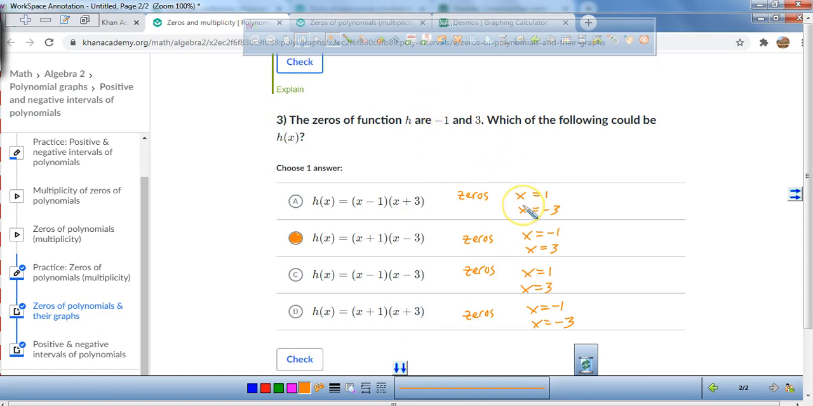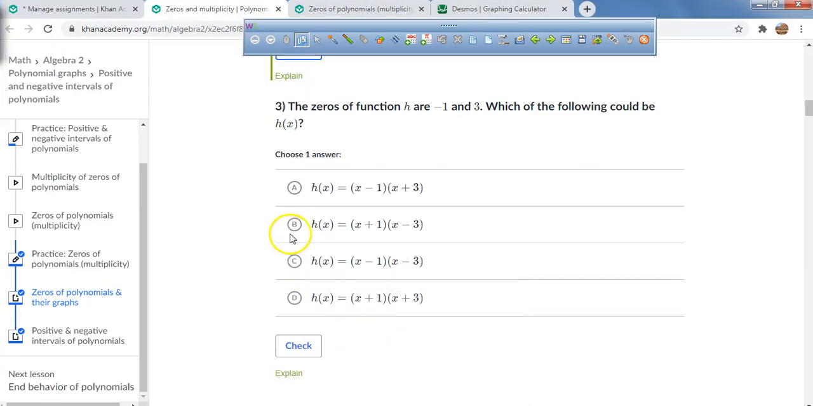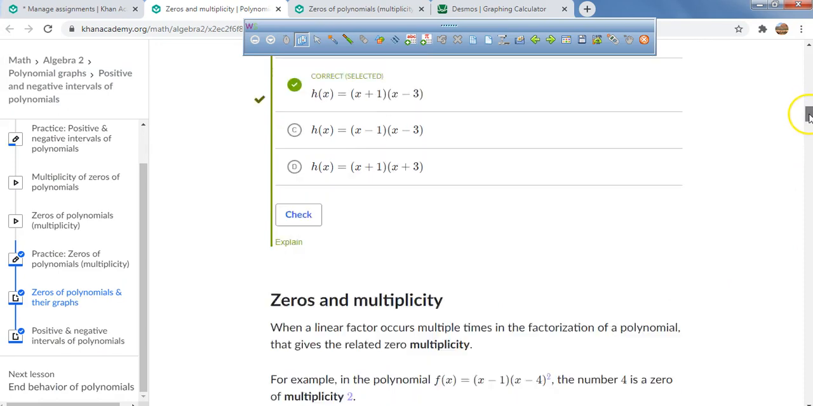All right, so when it asks you for the zeros of the function, they tell you the zeros, you can build your function from the zeros. So -1 and +3. Okay.